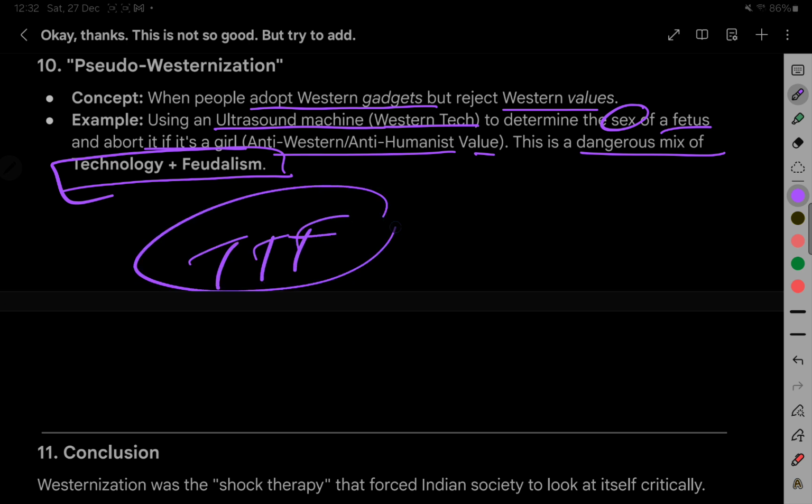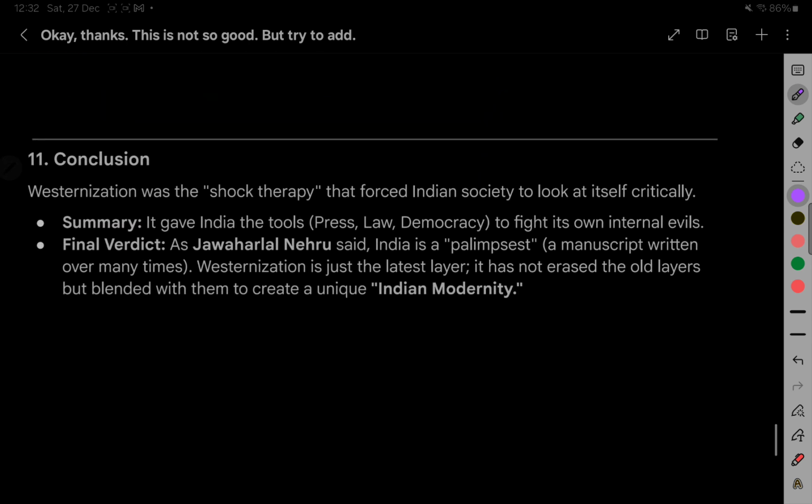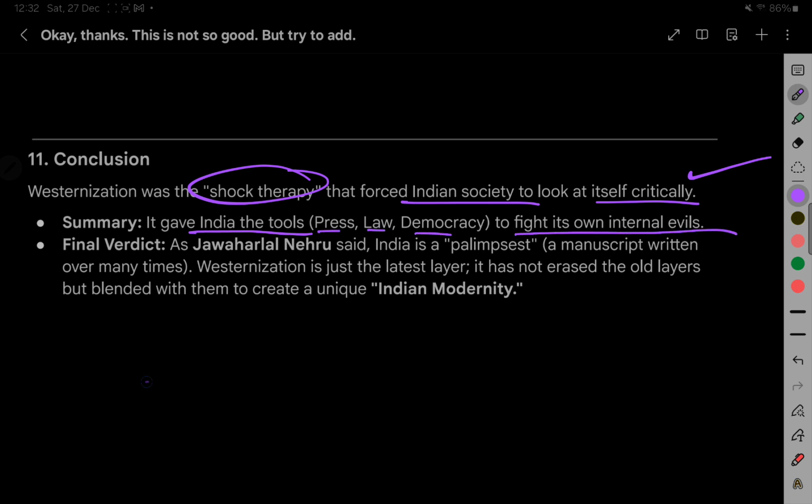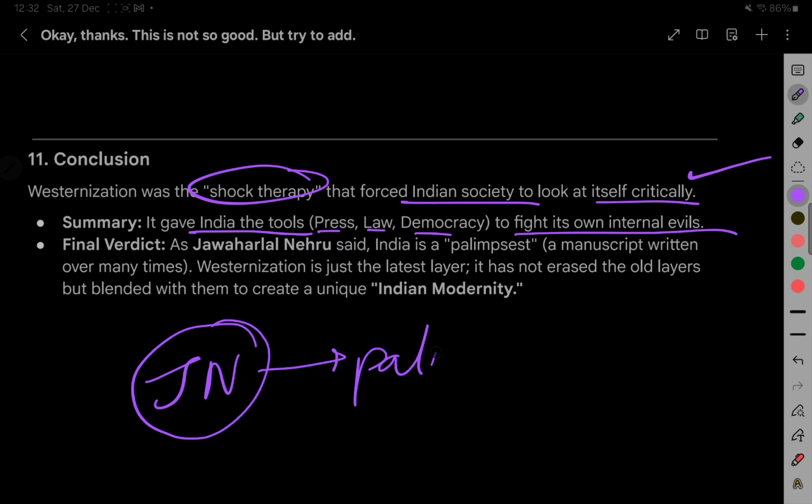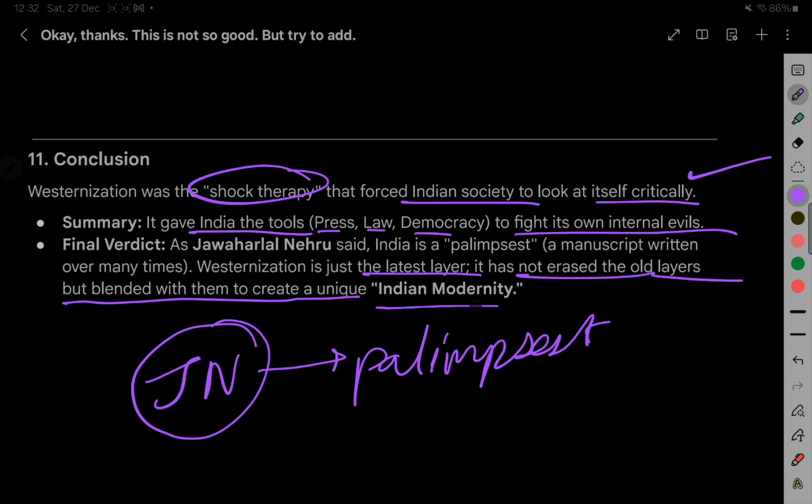11. Conclusion. Westernization was the shock therapy that forced Indian society to look at itself critically. Summary: it gave India the tools, press, law, democracy, to fight its own internal evils. Final verdict: as Jawaharlal Nehru said, India is a palimpsest, a manuscript written over many times. Westernization is just the latest layer. It has not erased the old layers but blended with them to create a unique Indian modernity.